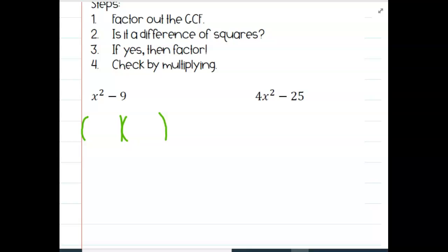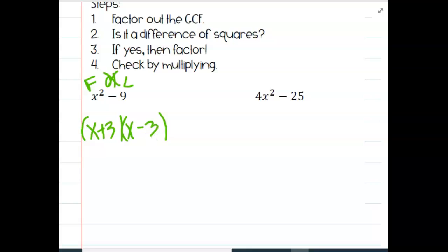I FOILed something out, and I only have 2 terms. That O and I, they're gone. The O and I canceled out. So what happens here is you just have to figure out what the F is and the L is. So for the F, you would do x times x. For the L, negative 9. What times itself gives you negative 9? Plus 3 and a minus 3. These are so easy to factor, guys.